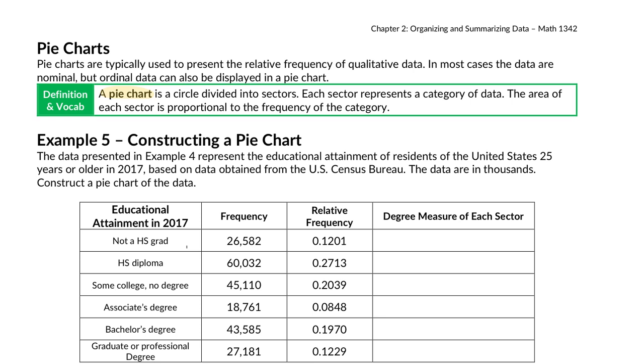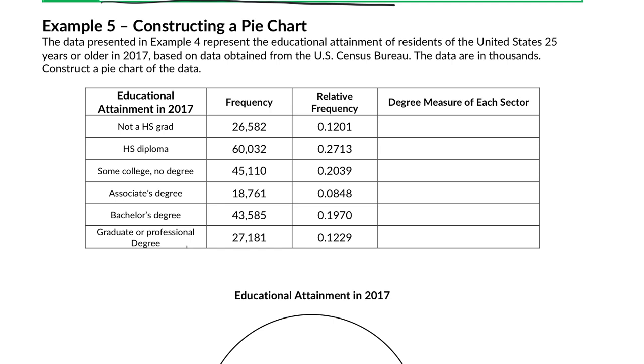So the area of the sector is proportional to the frequency of the category, which means we need to figure out what proportion of an entire circle each of these relative frequencies would take up. So, math. The data presented in example 4, we've copied it here, and in fact, I found the relative frequencies already, which we did on the other page. Surprise, the answers were here.